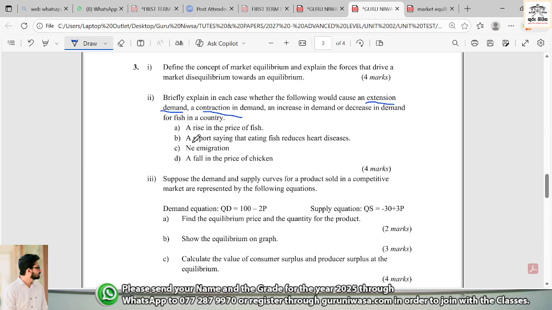So C should be net immigration. Net immigration means more people are leaving the country, like what happened in Sri Lanka in 2020, right? Leaving is greater than coming in. Here this point connects with population. There is net immigration, population reduces. Number of consumers reduces. Then what happens, Sanuli? Does it belong to the first one or the second one?